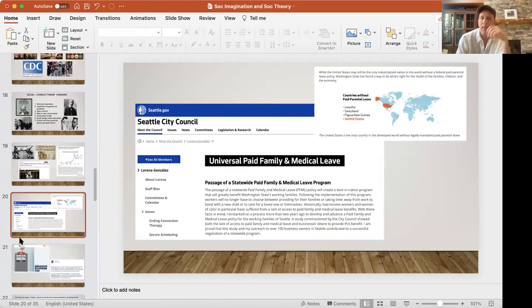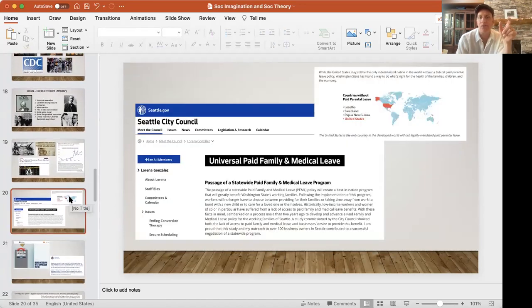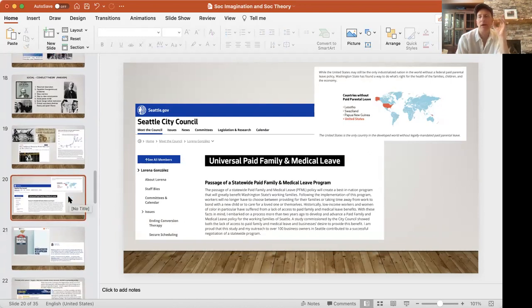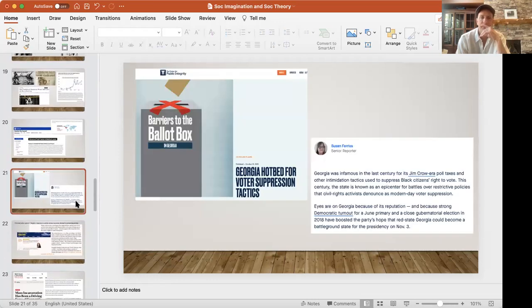Okay, just a different example. City council, Seattle's kind of interesting. Seattle's gone to universal paid family leave for certain categories of workers. We are the only industrialized country without paid medical leave for maternity or paternity. Interesting. Like, how do you sort of understand that?